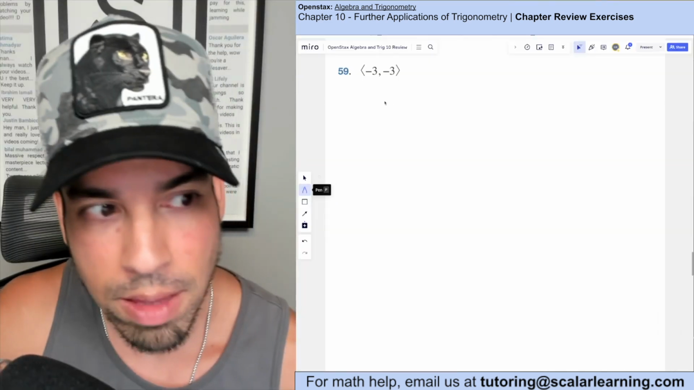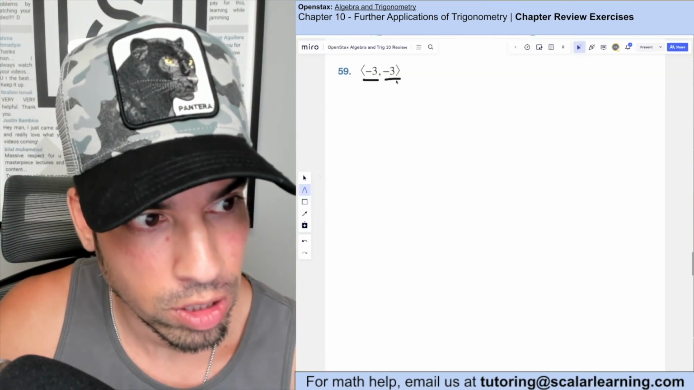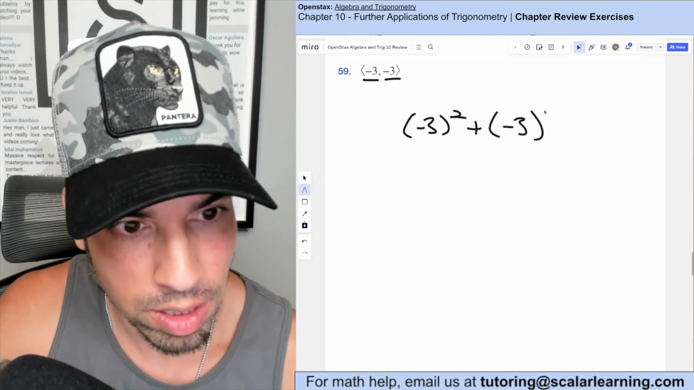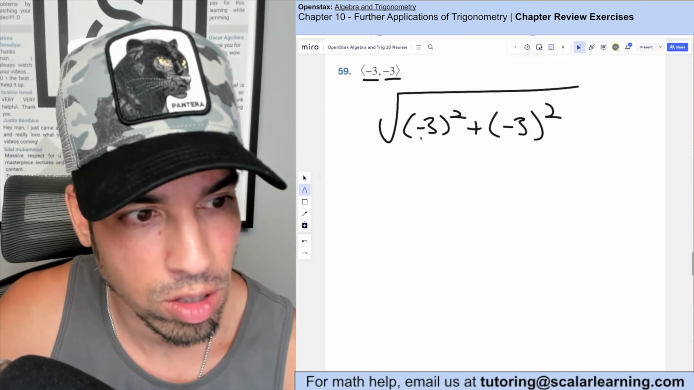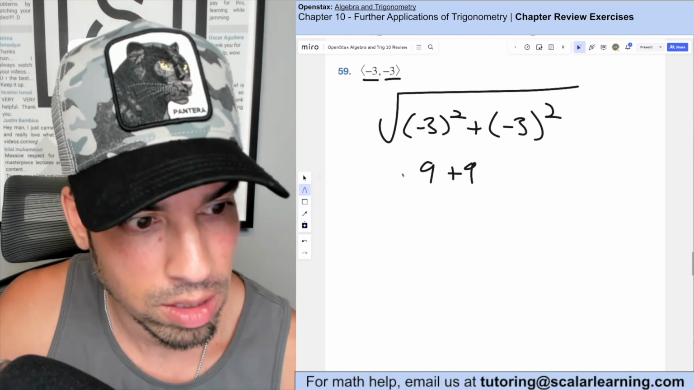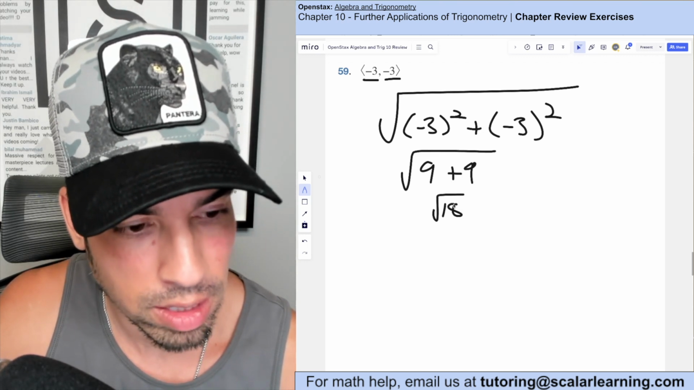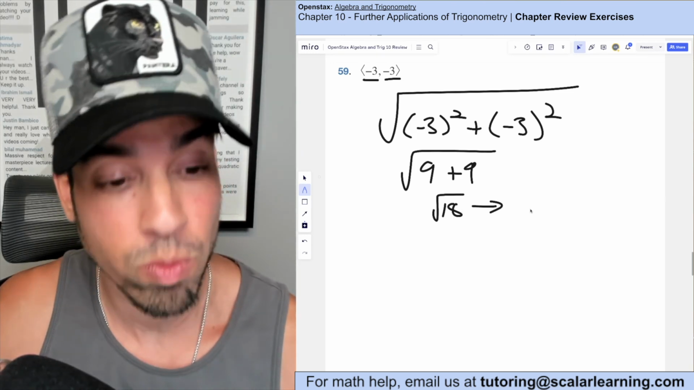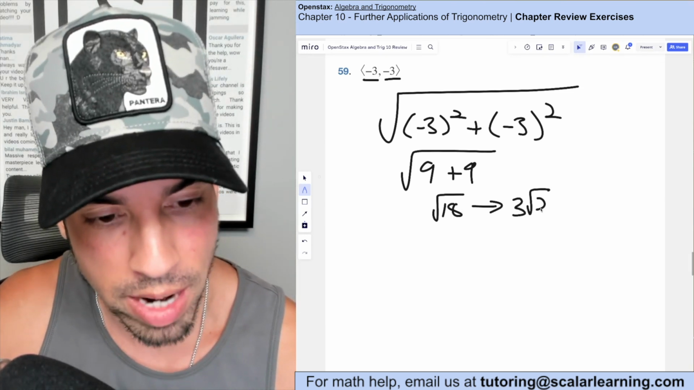Done. So to get the magnitude of this vector, we take each of these components and we square them. We add them together and take the square root of that sum. So that's 9 plus 9, which is square root of 18. And we can simplify that to 2 times 9, which means we can take the square root of 9, bring it out as a 3. The rad 2 stays in.